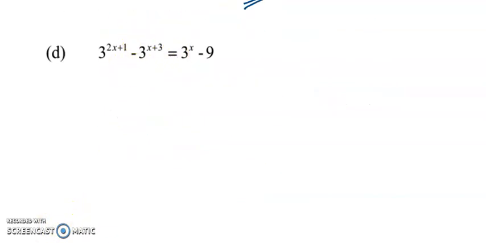For this question, we need to do some adjustments so that we can see that this can be converted into the quadratic equation. For this first term, I'm going to separate it into the 3 power of 2x multiplied by 3 power of 1. Second term, I'll split it into the 3 power of x multiplied by 3 power of 3. And for the right side, just copy down first.